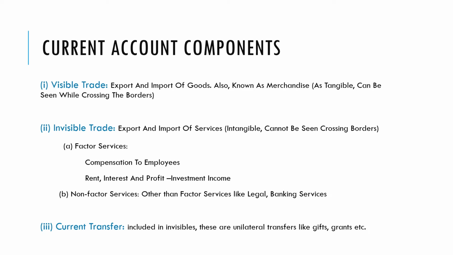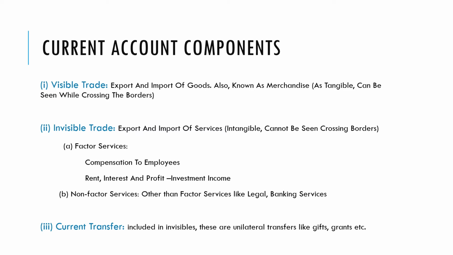The second component is invisible trade, which comprises export and import of services that are intangible and cannot be seen across borders. Services can further be of two types: factor services and non-factor services. Factor services, as we already know, are of four types: rent, wages and salaries, profit, and interest. So, factor services can be compensation to employees and investment income, which includes rent, interest, and profit components.